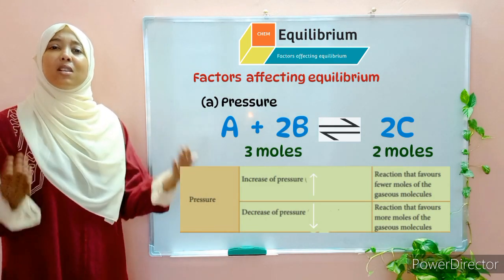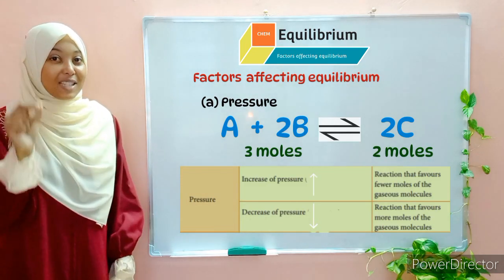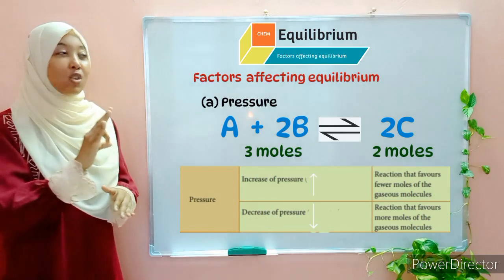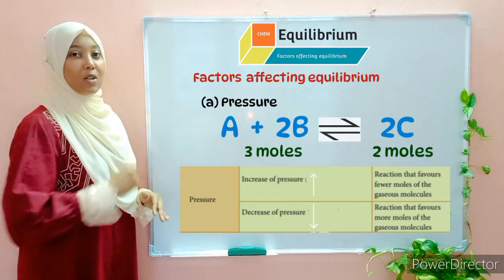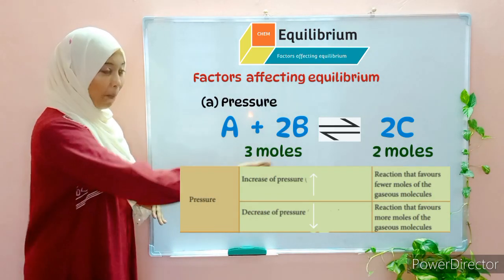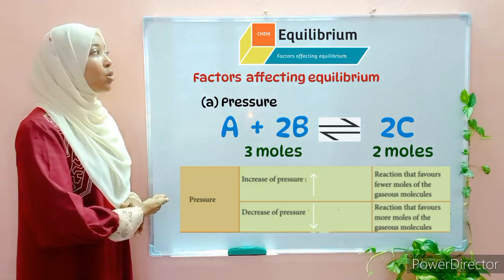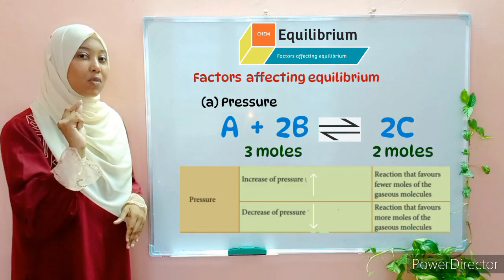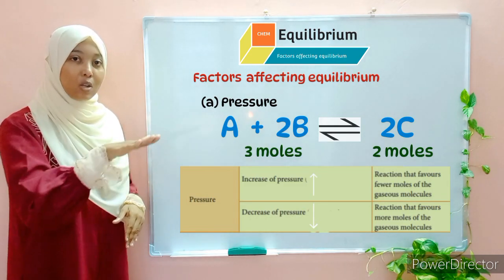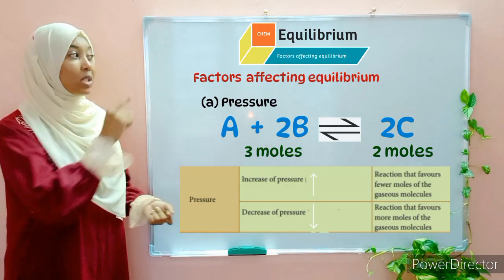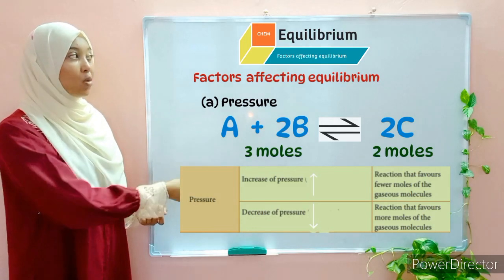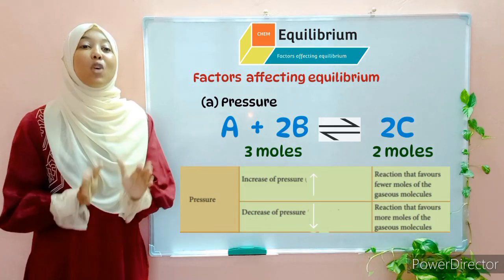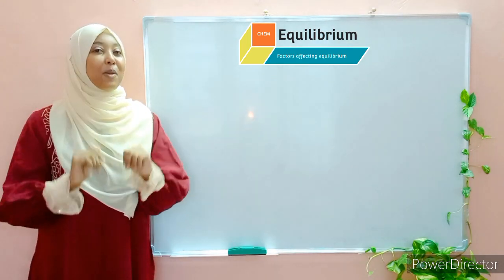What about if we decrease the pressure? If you decrease the pressure, the system will seek to increase it by favoring the reaction that produces more particles. And therefore, it's going to favor the backward reaction, which leads to the formation of A and B. So how does that affect the yield of C? It lowers the yield of C, because C will be used in this case to form A and B.